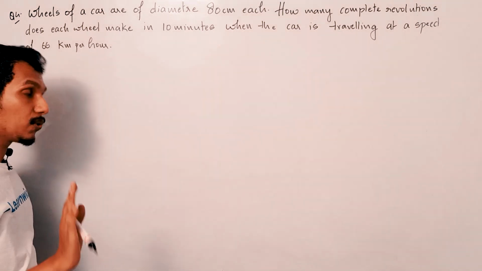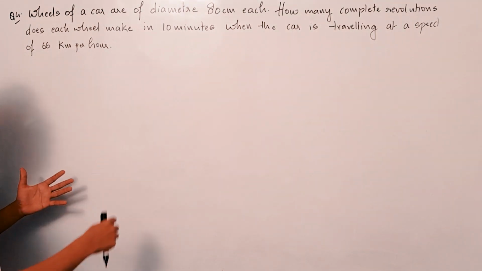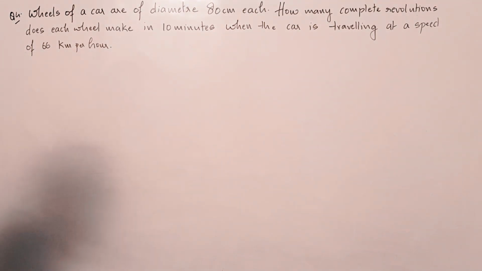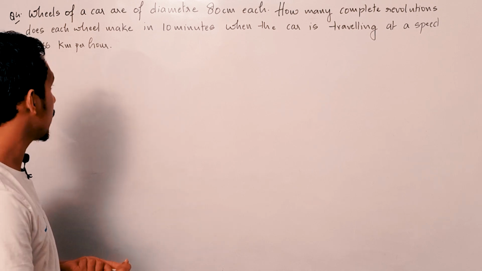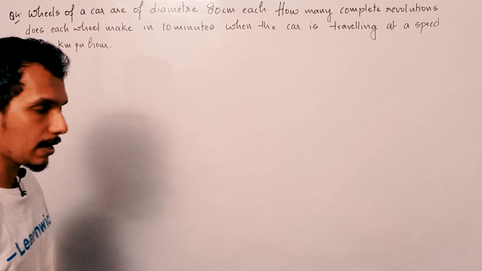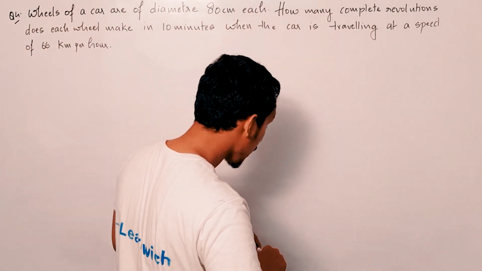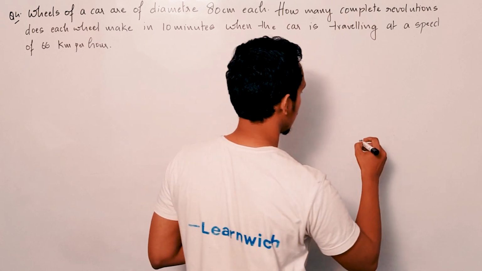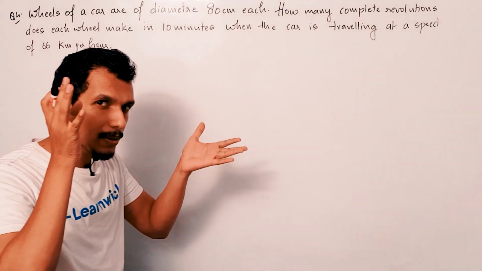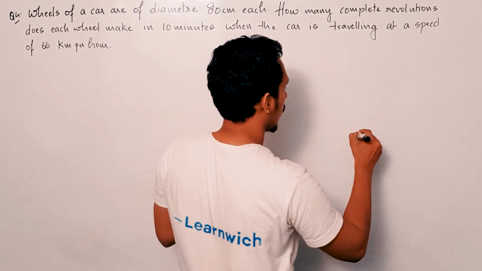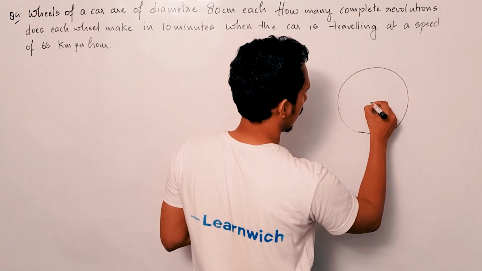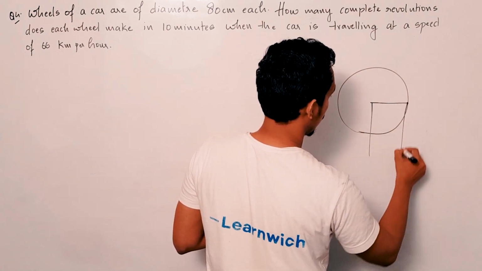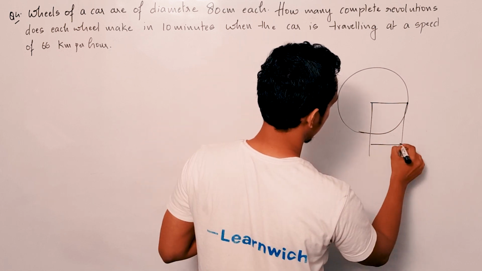Here is question number 4, which says, wheels of a car are of diameter 80 centimeter each. How many complete revolutions does each wheel make in 10 minutes when the car is traveling at a speed of 66 km per hour? Okay, it may sound like a difficult question, but just apply your brain, you can easily get the answer. Look at this. This is a wheel, and the diameter is how much? It is 80, so the radius will be 40.